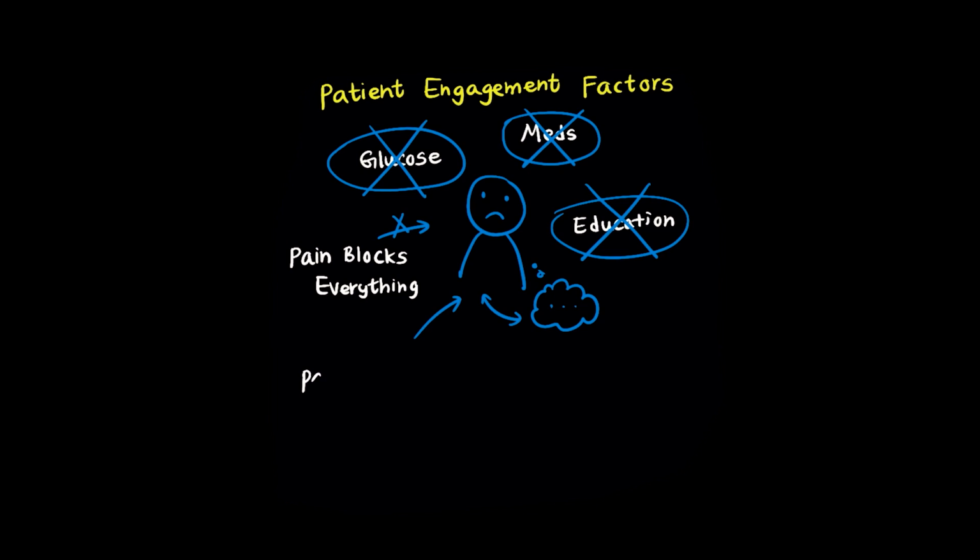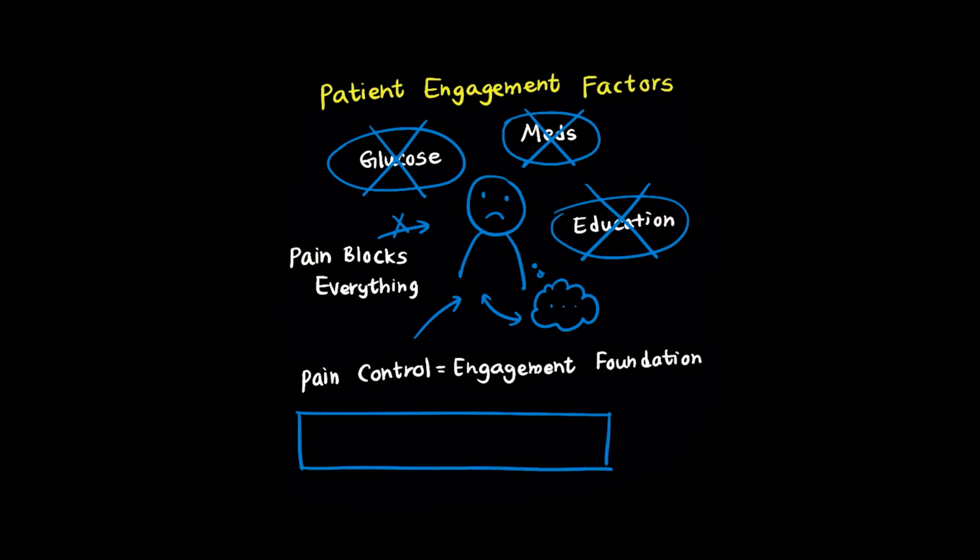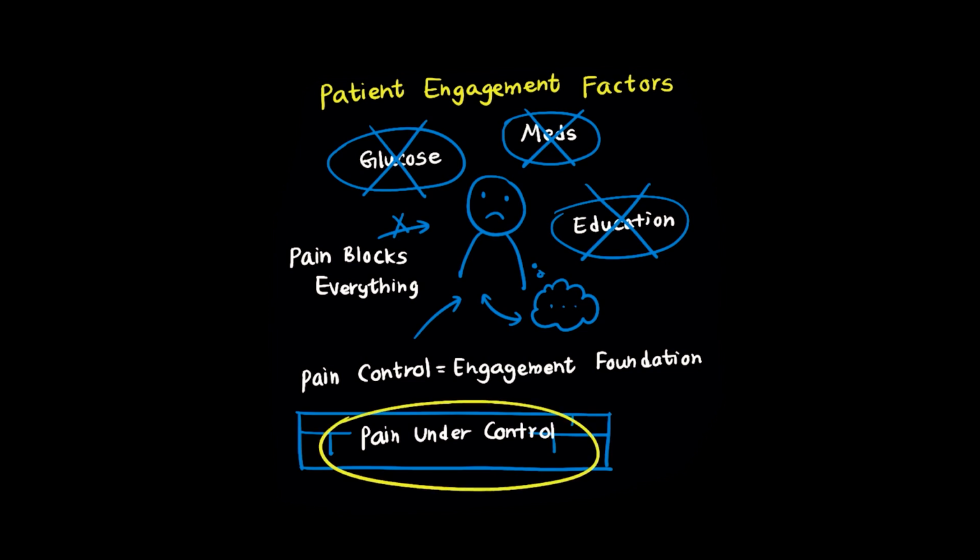Suddenly patients can think clearly, participate in decisions, ask questions, follow treatment plans, and actually engage with their healthcare team. It's like removing a massive barrier that was blocking everything else. This isn't just about comfort, though that matters tremendously. It's about cognitive capacity. Uncontrolled pain literally hijacks the brain's ability to focus on anything else. That's why effective pain management isn't just compassionate care, it's the foundation that makes all other patient engagement possible.